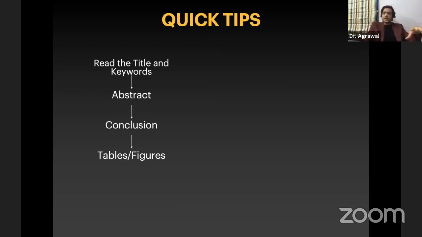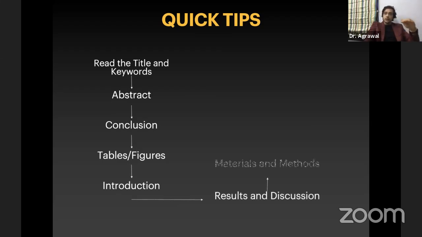So read title, keywords, read abstract, then read conclusions, then you go to tables and figures, then you move on to the introduction, right? After introduction comes the results and discussions, and then comes the materials and methods. Okay, so if anyone wants, they can feel free to take a screenshot of this.